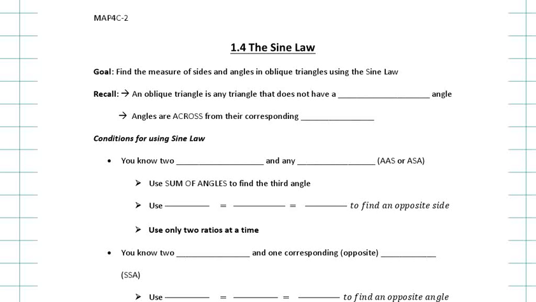Odd shape, so it's not a right angle. Any triangle other than a right-angle triangle is called an oblique triangle. Okay? So an oblique triangle is any triangle that does not have a 90-degree angle.